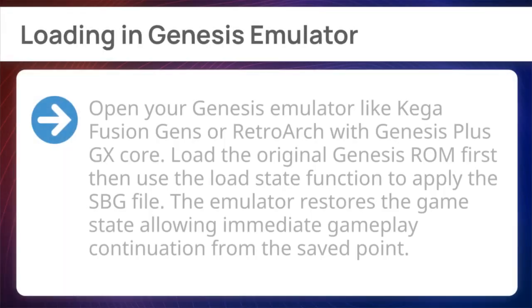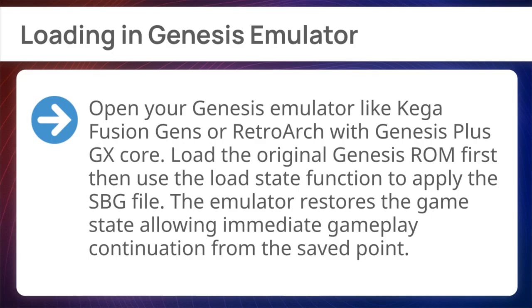First, loading in Genesis emulator. Open your Genesis emulator like SEGA Fusion, Gens, or RetroArch with Genesis Plus GX Core. Load the original Genesis ROM first, then use the load state function to apply the SBG file. The emulator restores the game state, allowing immediate gameplay continuation from the save point.